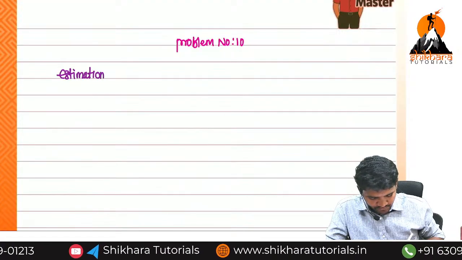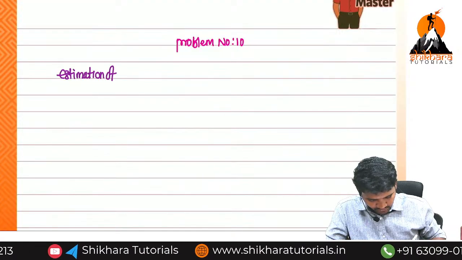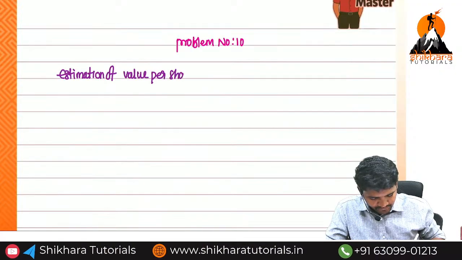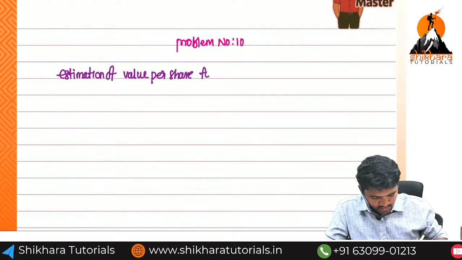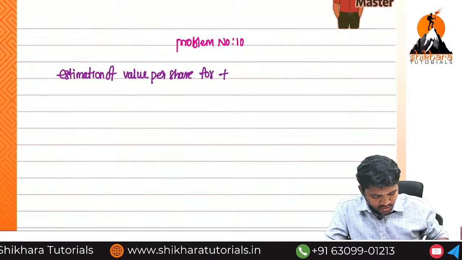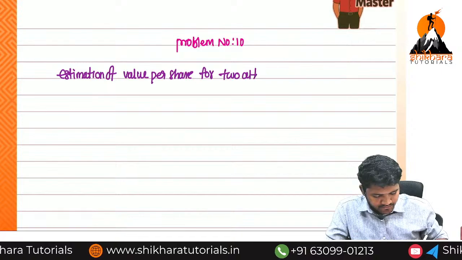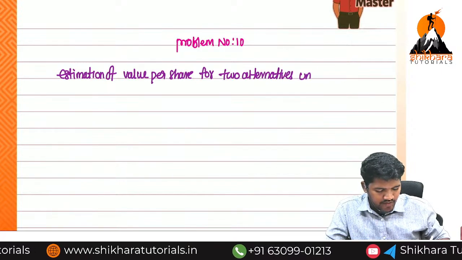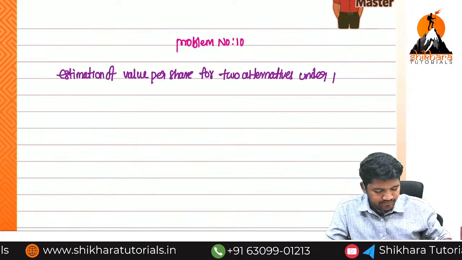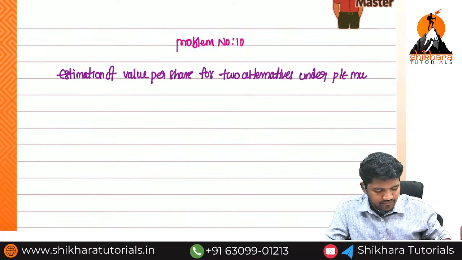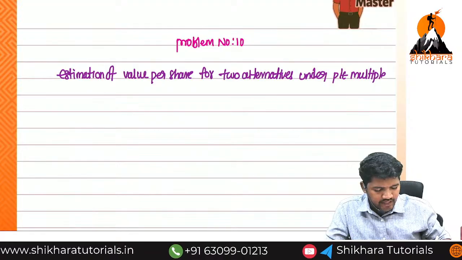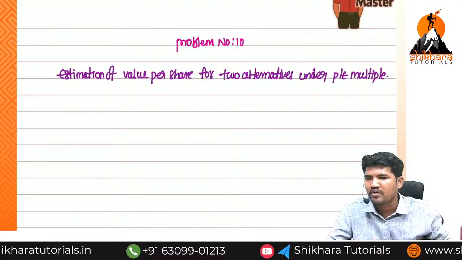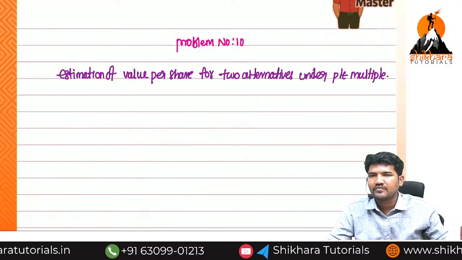Estimation of value per share for two alternatives under PE multiple. Here I am not using any growth model or cost of capital model. What model am I using for the two alternatives? PE model. Are you clear?